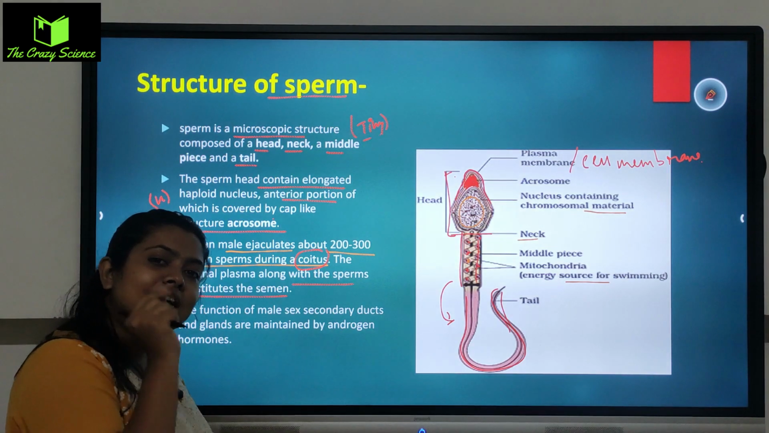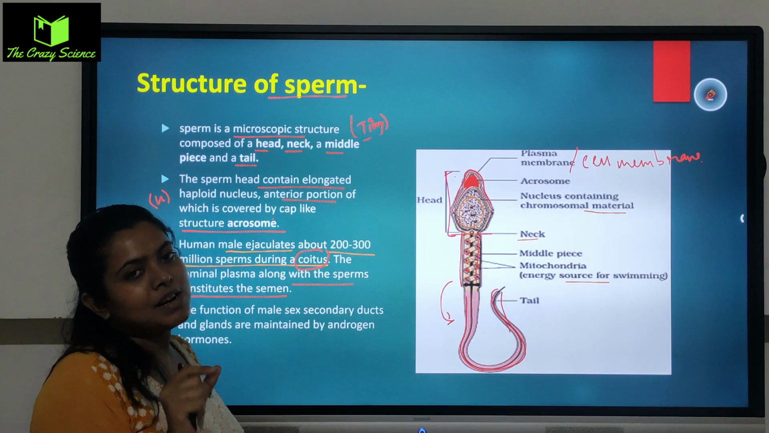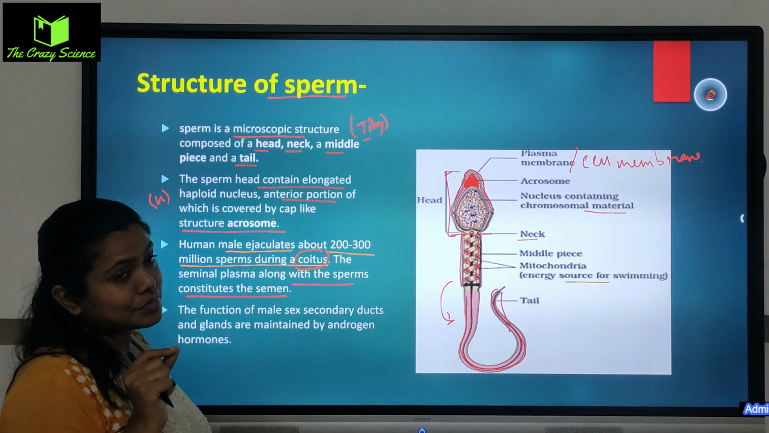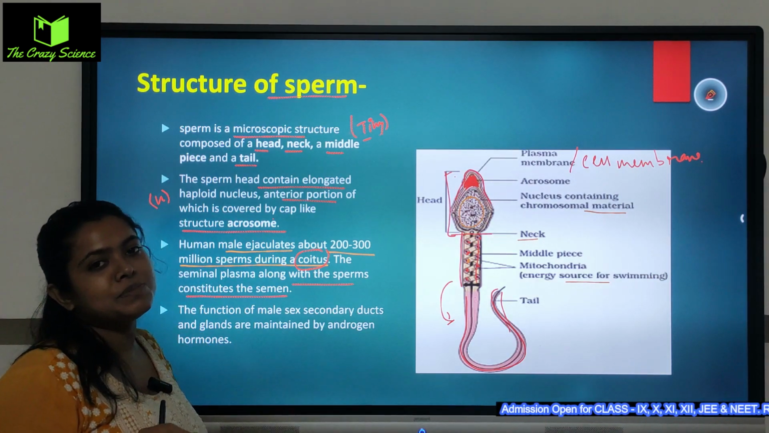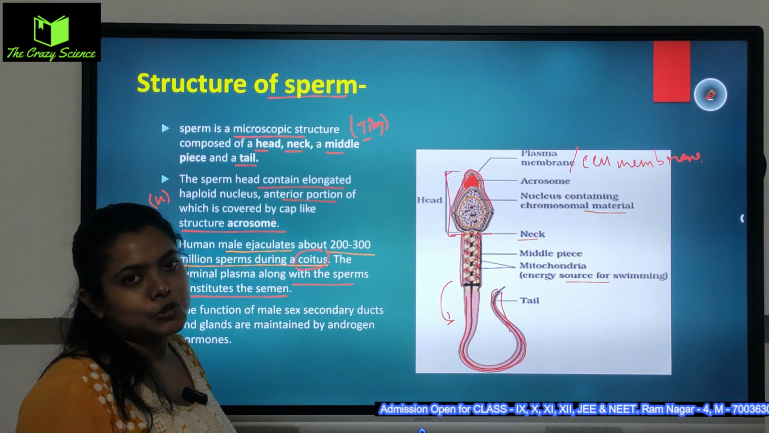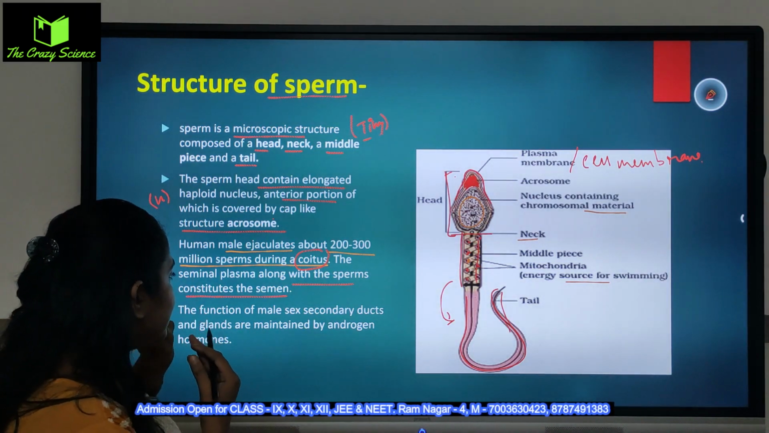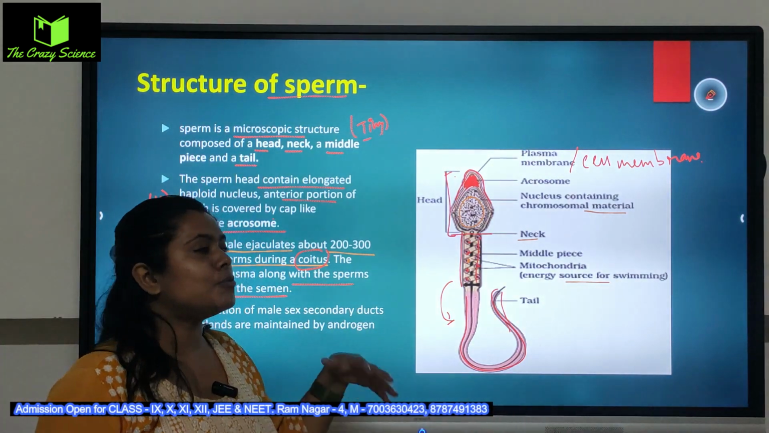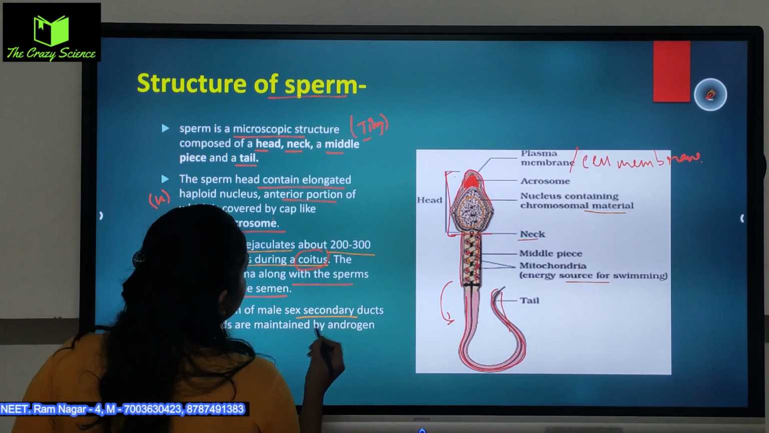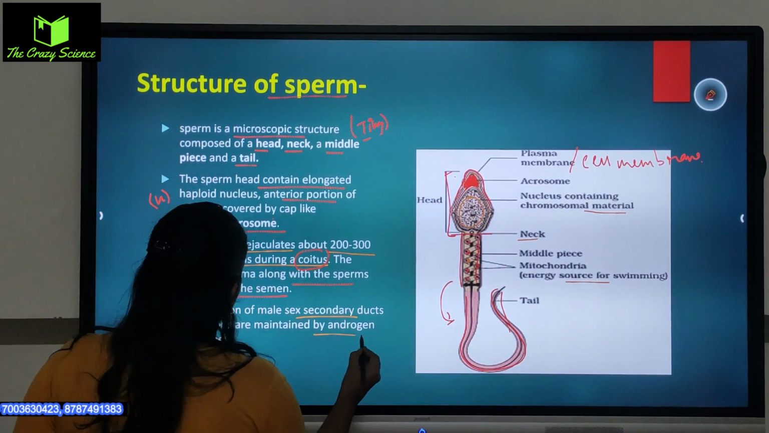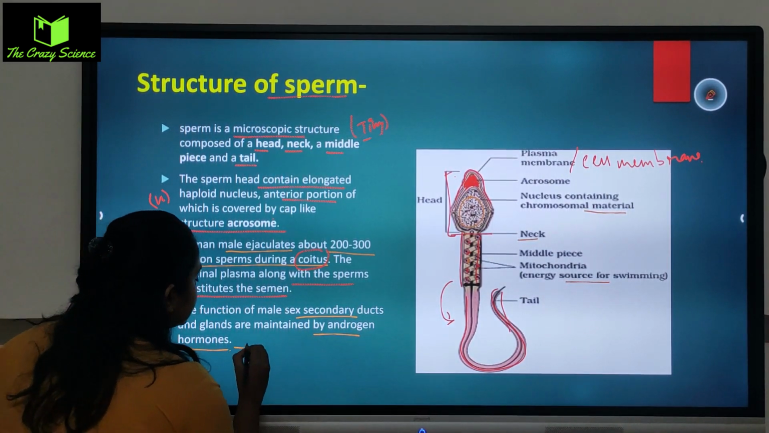Basically the seminal plasma is secreted from glands. We have read about the seminal vesicle, then the prostate gland, and the bulbourethral gland. The paired bulbourethral gland is responsible for lubrication. Then they release the semen, and in the semen the sperm are present, white in color basically. The function of the male secondary ducts and glands is maintained by androgen hormones. Androgen hormones means we are talking about testosterone.